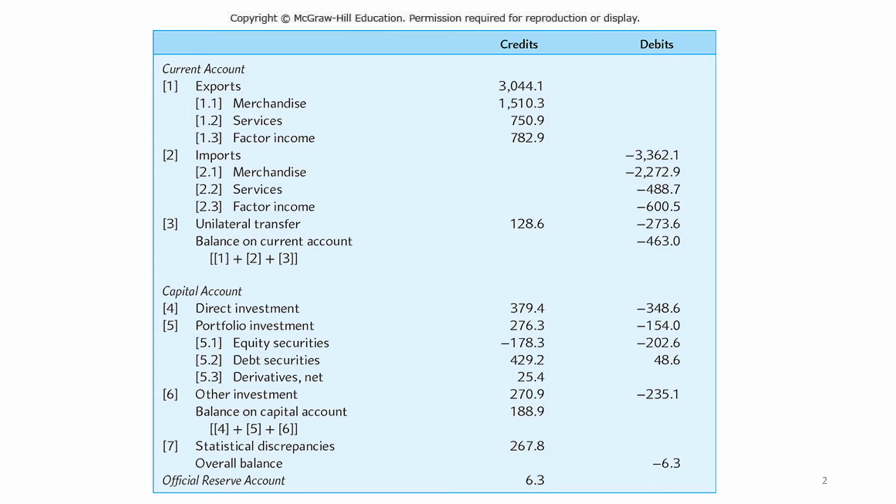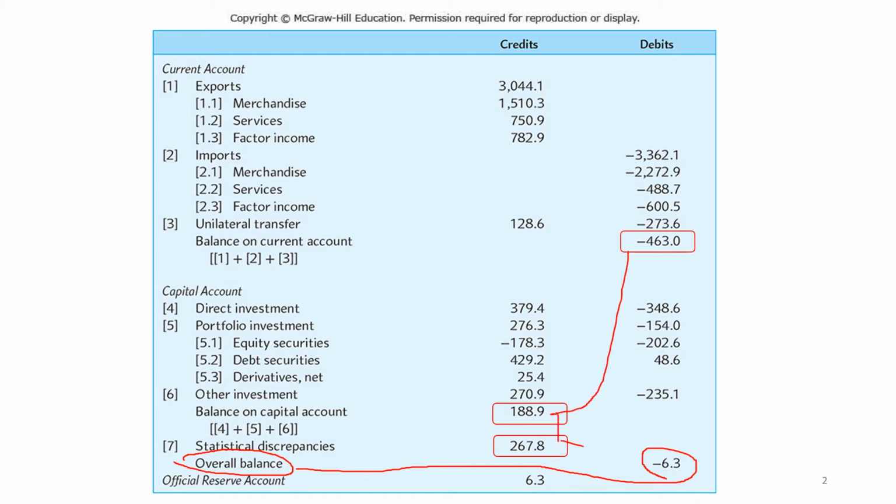So how do we calculate the overall balance of the balance of payments? When we say the overall balance, this would be this entry here in the balance of payments. Okay. So the overall balance is simply the cumulative sum of the balance on current account, the balance on the capital account, and the statistical discrepancies. Right. So if you take these three numbers and add them together, you will get this number over here.